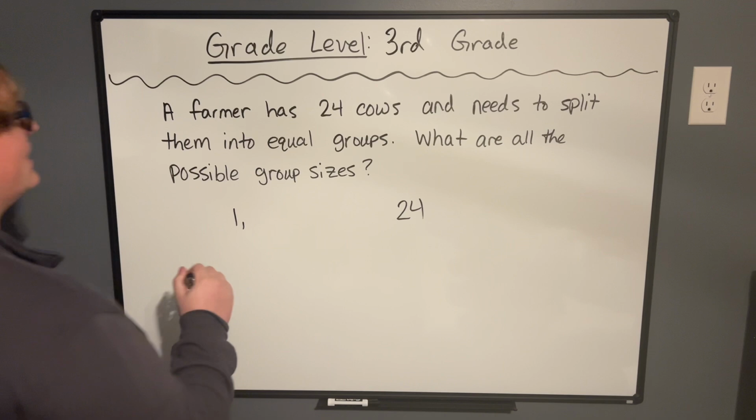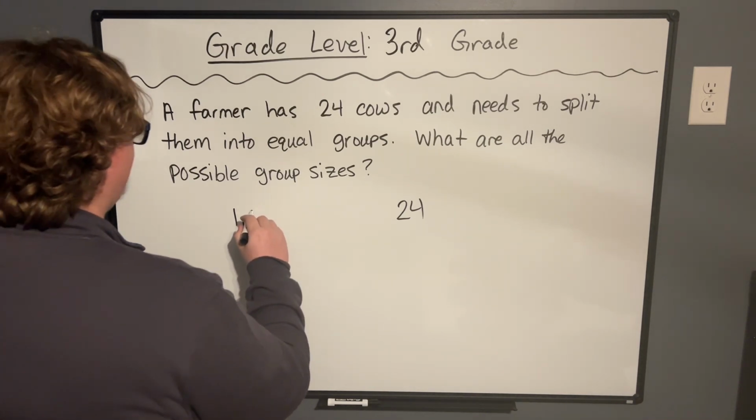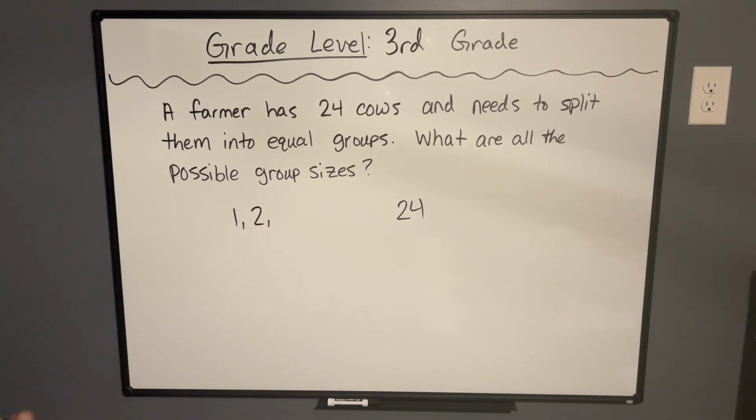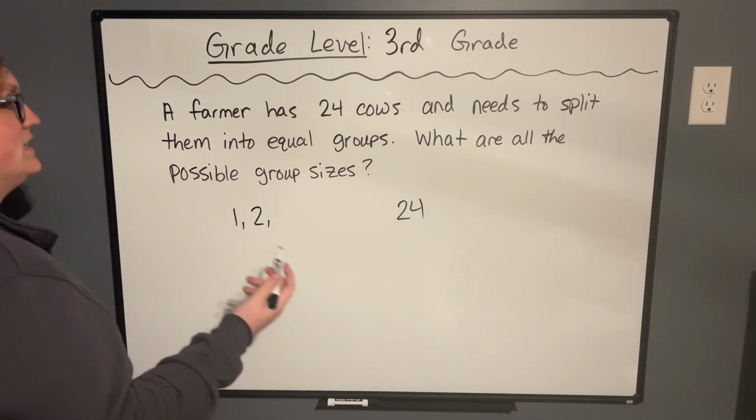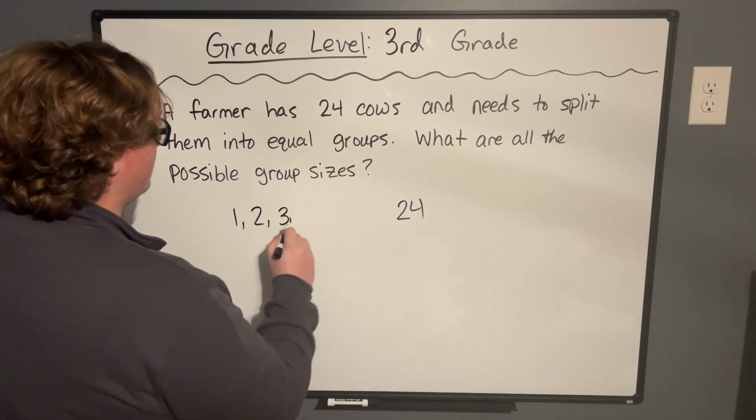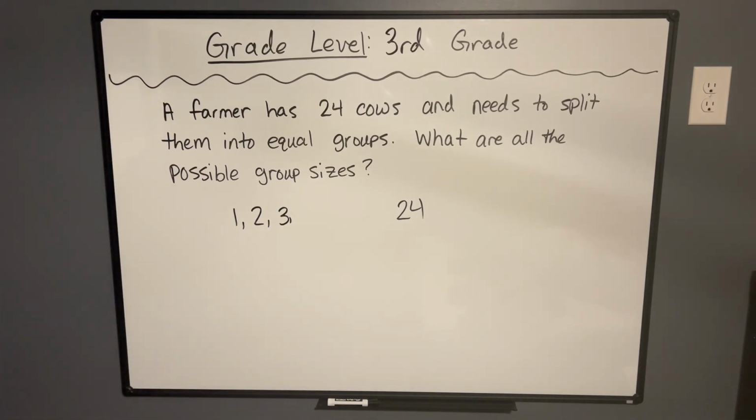So 24 is an even number, so we can divide it by 2. So we could split those into groups of 2. That would be fine. We can also divide it by 3 because 24 divided by 3 is equal to 8, right? So that means there would be 8 groups of 3 cows.